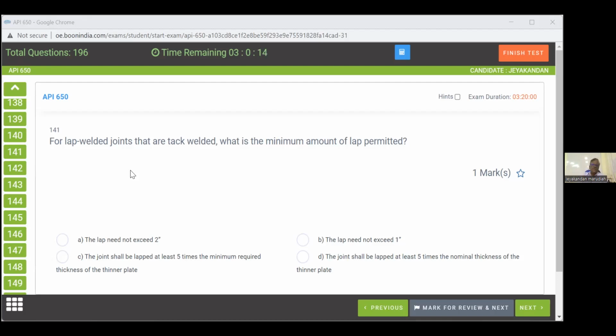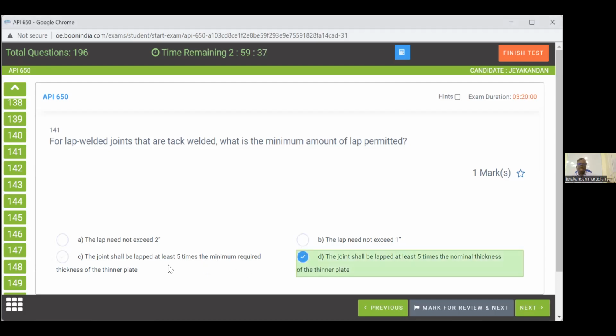For lap fillet joints that are tack welded, what is the minimum amount of lap needed? The lap joint shall be lapped at least 5 times the nominal thickness of the... For lap, it is 5 times the thickness of the thinner. I told you, for butt weld staggering it is 5 times the thickness of the thicker. Here there is thinner only, but it is nominal thickness, not minimum required.